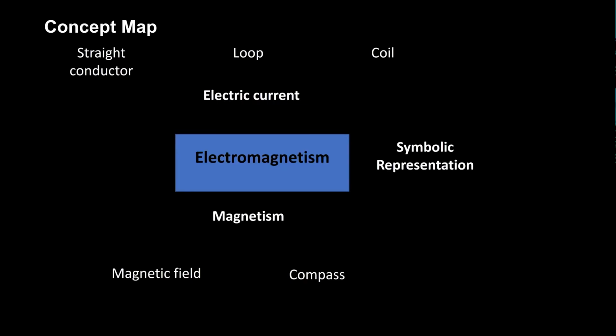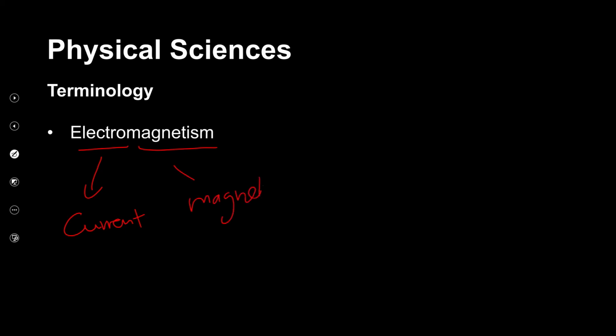So the idea of electromagnetism is an important one because it deals with the idea that there's an electrical component as well as a magnetic component that we've got to look at. So the first part, electro, that deals with current, and this part, magnetism, deals with magnets and magnetic fields. And we are going to see how these interact.